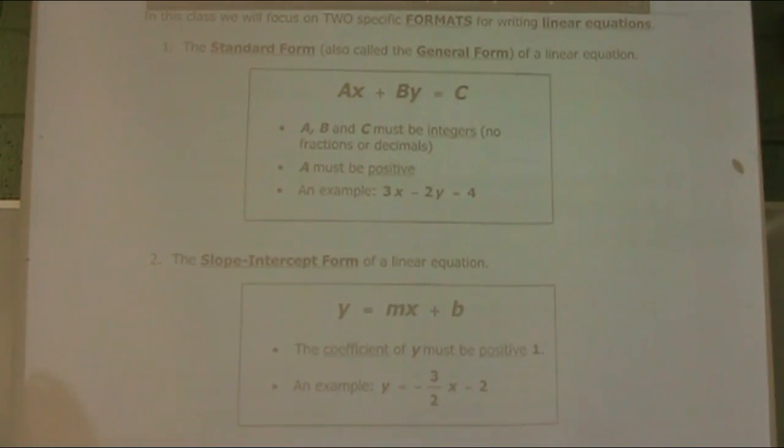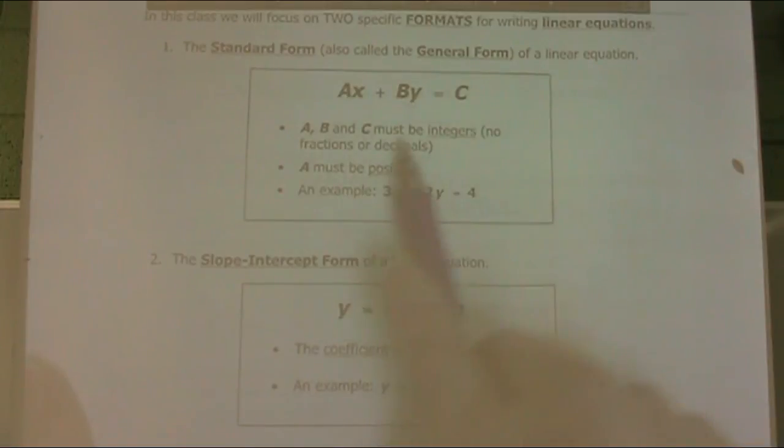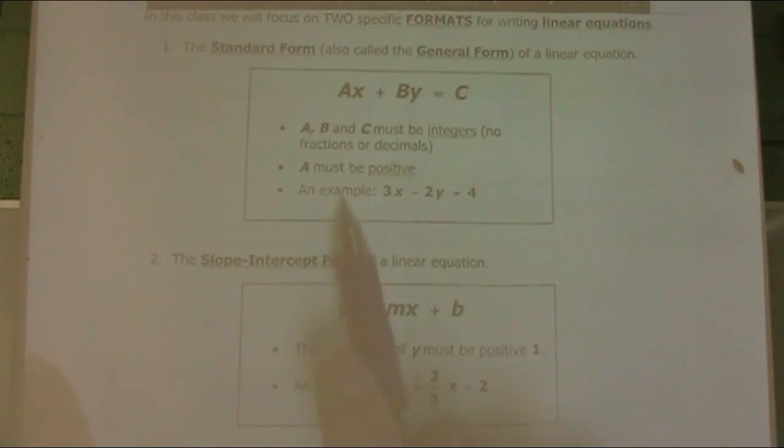No fractions, no decimals. We have ways that we can get rid of fractions and decimals, and we're going to use those ways. And A, the first term here, must be positive. So it cannot be negative. If it is, we can change this so it's not, and I'll show you how to do that. So an example of an equation in standard form is 3x minus 2y equals 4. We have a 3, a 2, and a 4, all integers, no fractions, no decimals. And the 3, the first one, is positive. Doesn't matter what the rest are as long as this one's positive.